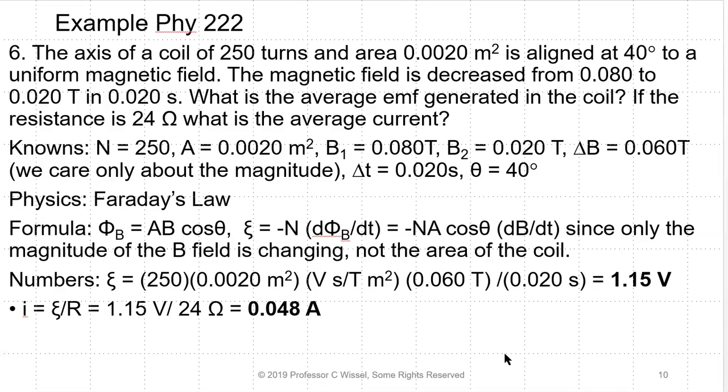The physics of this is Faraday's law. Φ_B equals AB cosine θ, and the EMF is minus N dΦ_B/dt, and that has to equal minus N times A times the cosine of θ times dB/dt, because only the magnitude of the magnetic field is changing, not the area of the coil. So now we can stick numbers in. The EMF is 250 times 0.0020 meters squared, times 0.060 Tesla divided by 0.020 seconds. It is 1.15 volts. The current is just that EMF divided by 24 ohms, or 0.048 amps. So 48 milliamps and 1.15 volts.